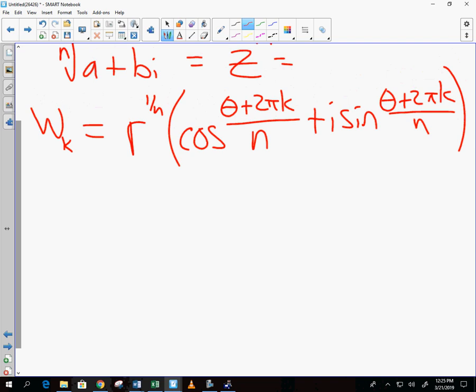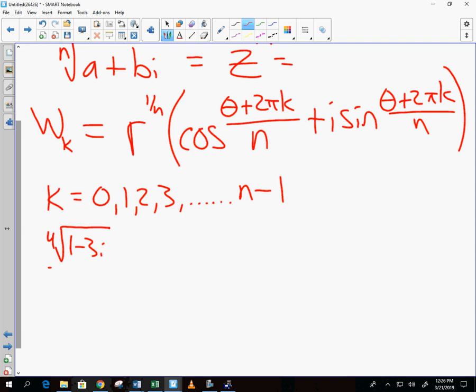So we came up with a new variable. We came up with k. K is equal to something special. 0, 1, 2, 3, all the way up until n minus 1. Exactly. So if I were to ask you the fourth root of 1 minus 3i, if I were to start there, anybody want to guess what n is in this situation? 4. That's our root number.